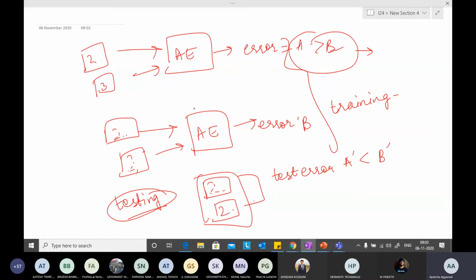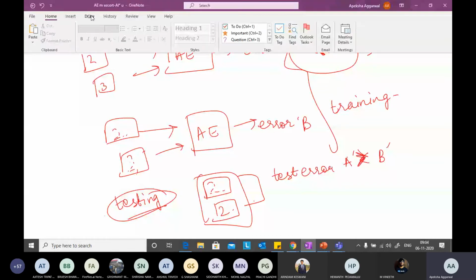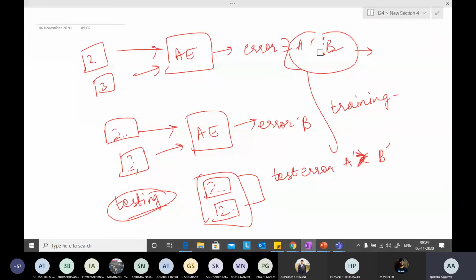Okay, I have written it opposite, I think. Yes, over here. So this is like this and this is like that. I will erase this. Okay, so in that case, training error would be low, A is low and B is high. In this case, A will be high and B will be low.